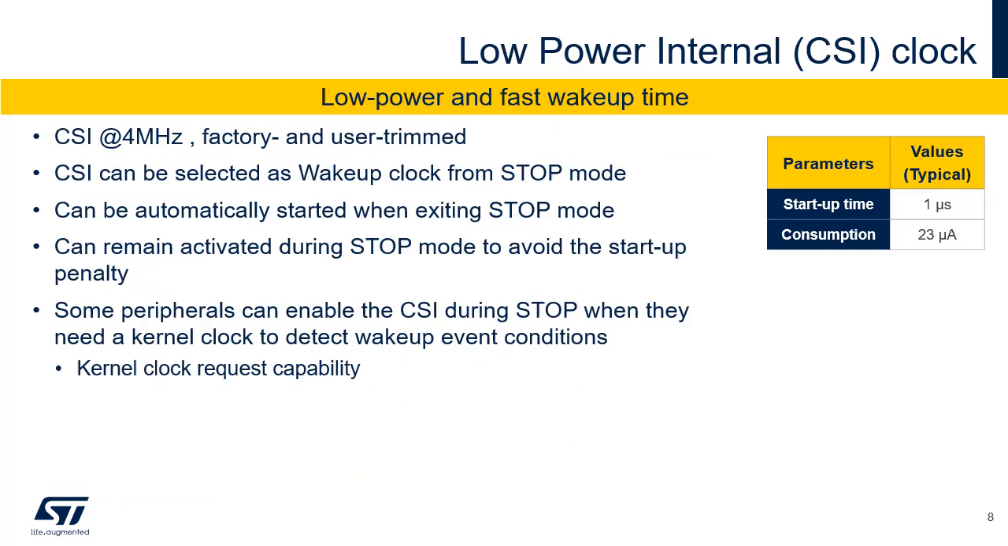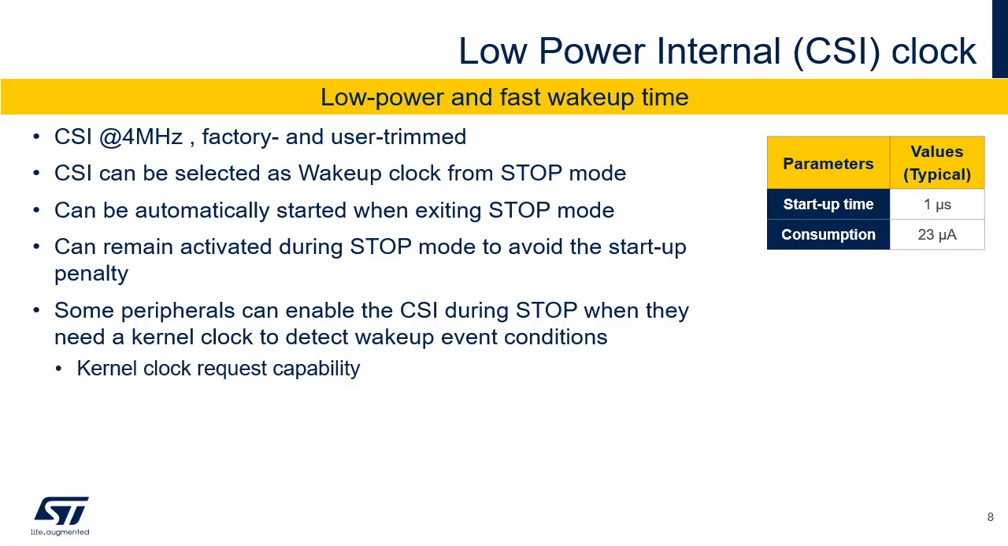sequence. The low-power internal oscillator, or CSI, is a 4 MHz RC oscillator which provides fast wake-up times. The CSI is trimmed during production testing and can also be user-trimmed. The CSI can be selected as a clock at wake-up from system stop. The CSI can remain powered when the system goes to stop mode in order to speed up the wake-up time.